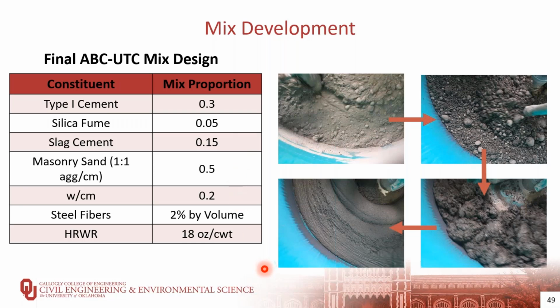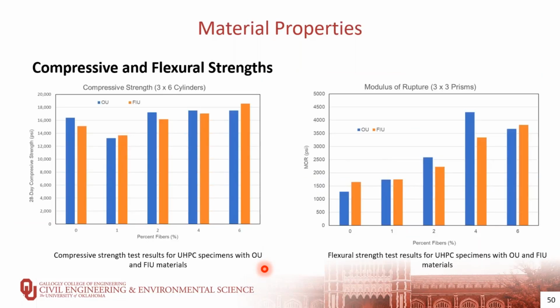In terms of material properties for this mix, we looked at compressive strengths using our raw materials here in Oklahoma, as well as those shipped from FIU. We saw very similar performance between the two sets of materials. And then as we looked at different fiber percentages, we saw an increasing flexural strength as we increased the percentage of fibers across the board.